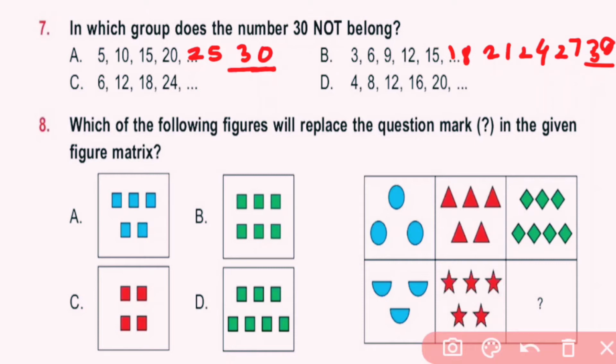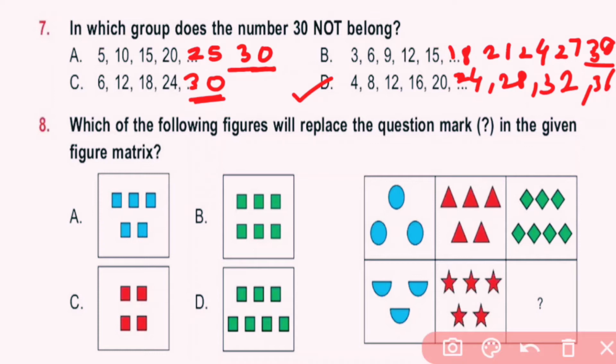Option C, 6 1s are 6, 6 2s are 12, 6 3s are 18, 6 4s are 24, 6 5s are 30. So here also 30 is present. In option D, 4 1s are 4, 4 2s are 8, 4 3s are 12, 4 4s are 16, 4 5s are 20, 4 6s are 24 and 4 7s are 28 and 4 8s are 32, 4 9s are 36. So 30 is not present in the option D. So D is the right answer.